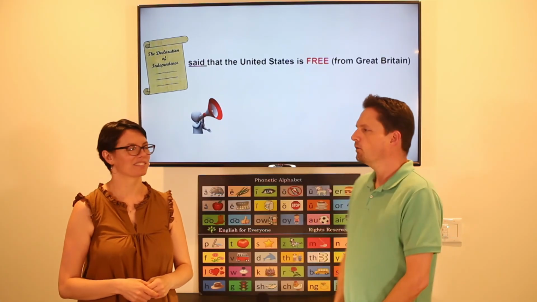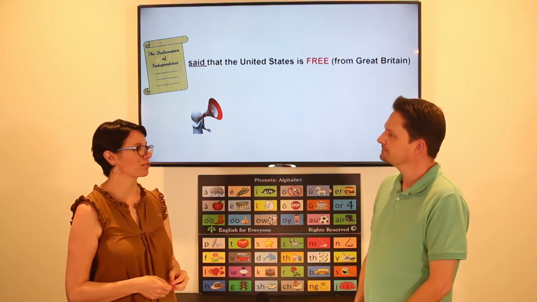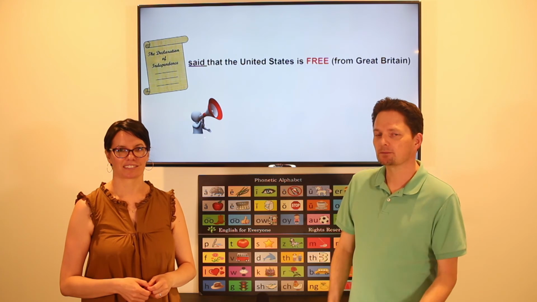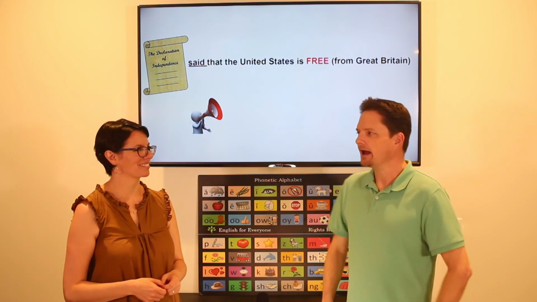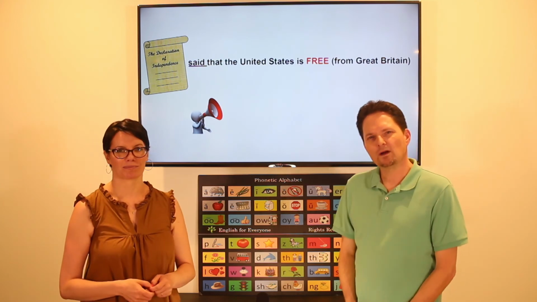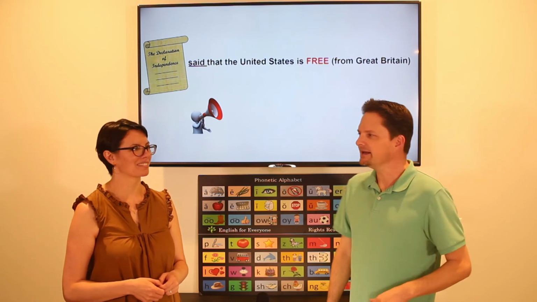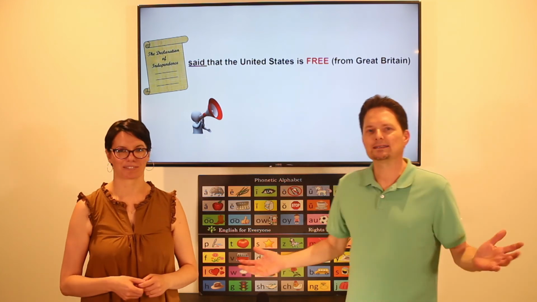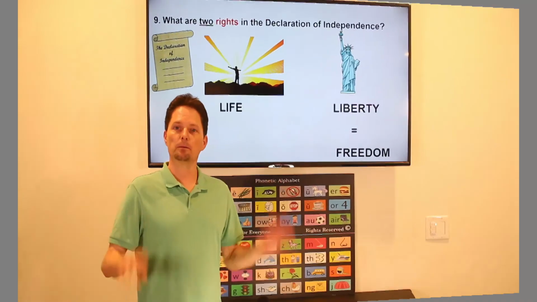Let's practice. What did the Declaration of Independence do? The Declaration of Independence said that the United States is free from Great Britain. That's right. Long answer. What did the Declaration of Independence do? Respond. Very good. And declaration. What is a declaration? A declaration is a formal statement. Very good. What is a declaration? Respond. Very good. And independence. What is independence? Independence is freedom from other countries. Very good. What is independence? Respond. That's right.